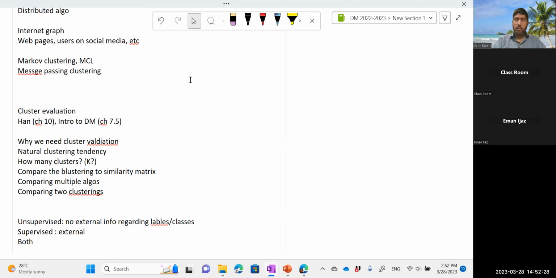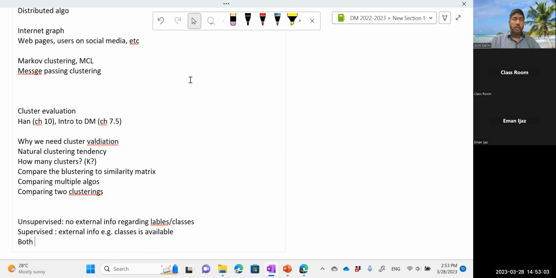So external info, so e.g. classes is available. ठीक है? So let's say, आपके पास कोई स्मॉल डेटा सेट है जिस पे आपको पता है कि ये ऑब्जेक्ट क्लास 1 में या एक ग्रुप में बिलोंग करते हैं, ये ऑब्जेक्ट ग्रुप 2 में बिलोंग करते हैं। उस डेटा सेट पे आप क्लस्टर करेंगे और देखेंगे कि हाउ डज योर क्लस्टरिंग मैच विद दैट labeling of yours that you already have. Okay, so this would be supervised.